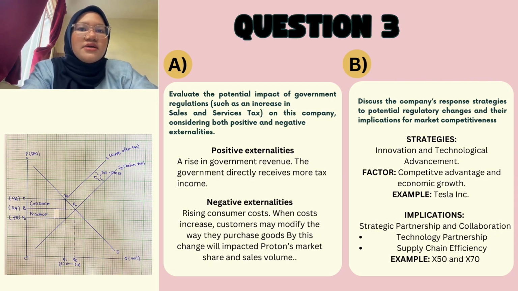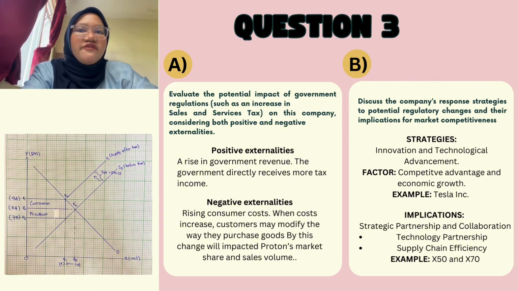The money that government receive from a variety of sources, such as tax, fees, fines, and other revenue collected methods is referred to as government revenue. Several important factors should be considered when analyzing how a rise in the sales service tax, known as SST, might affect government revenue. The government directly receives more tax income when the SST rate is raised. For instance, the government would receive more tax money from each Proton vehicle sold if the SST rate on cars was raised from 5% to 10%.